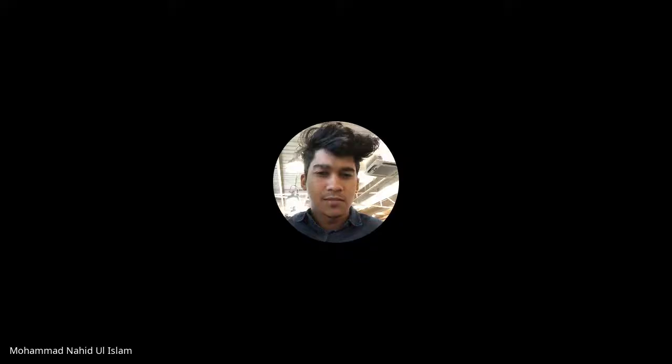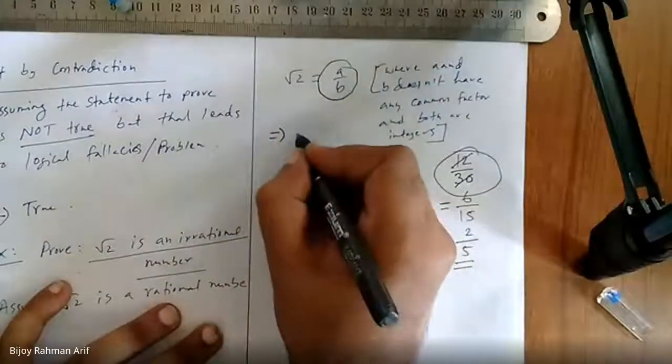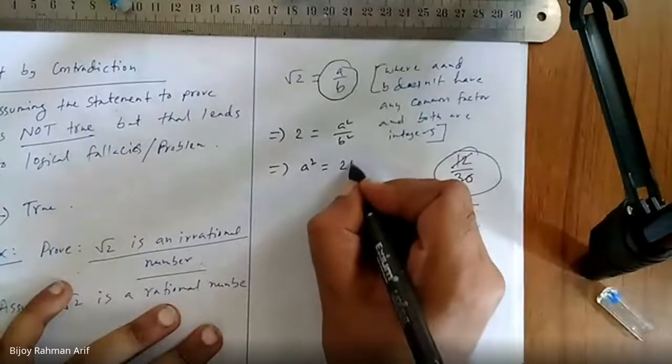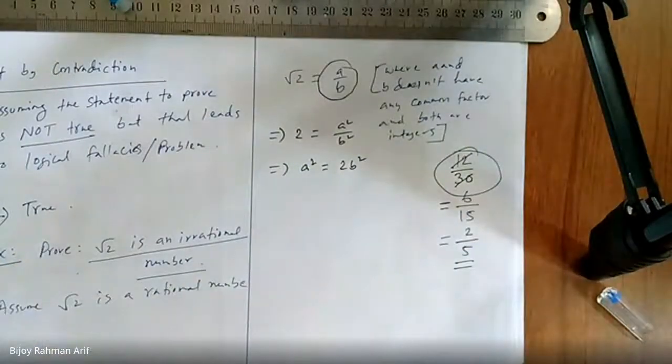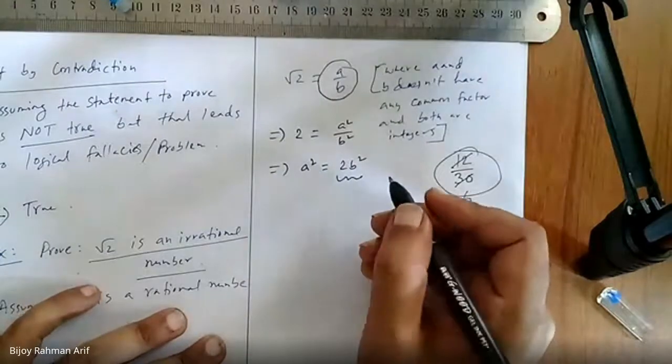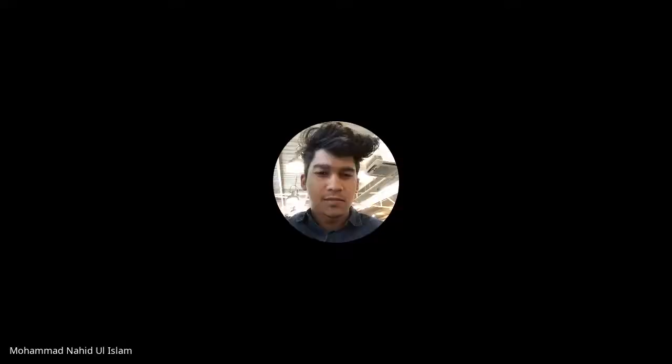Now square this. 2 equals a squared by b squared. So a squared is nothing but 2b squared. Do you agree with me or not? Then what is this number? Even. Then what is a squared? a squared is also even.